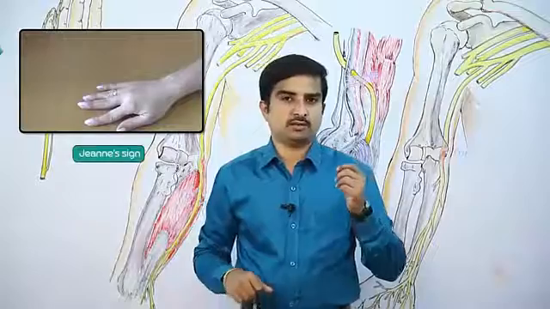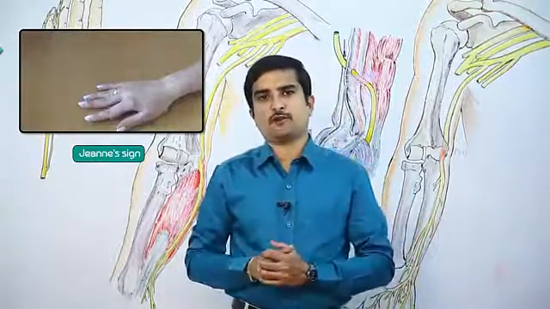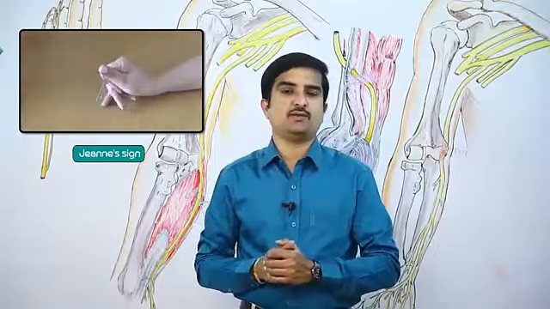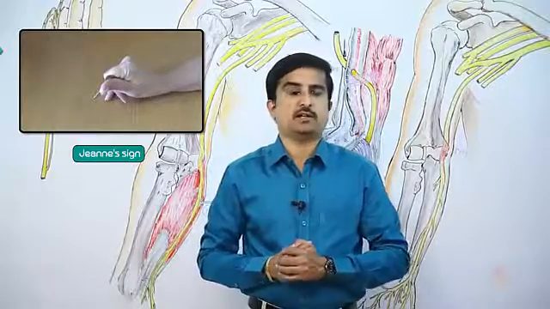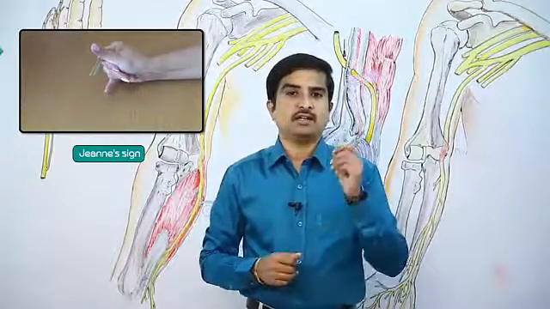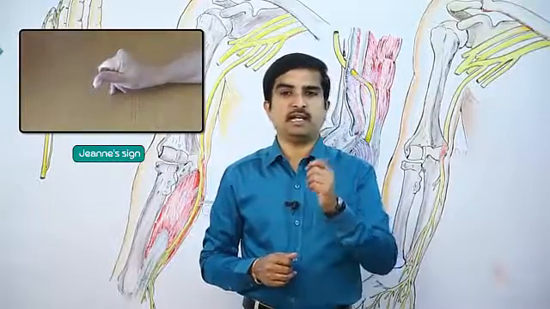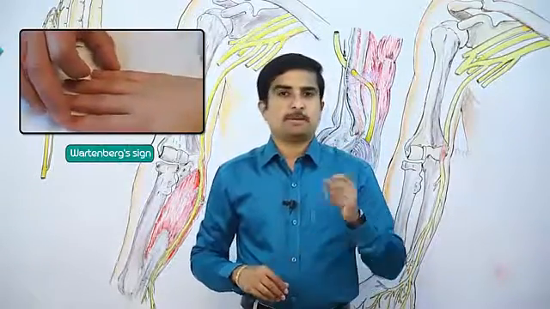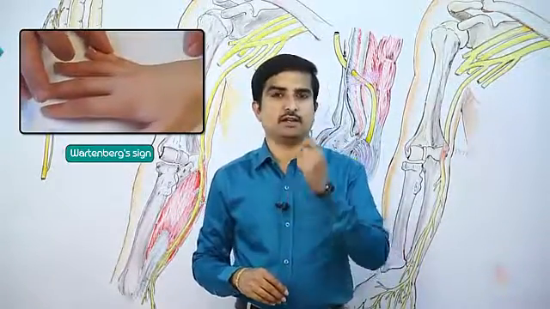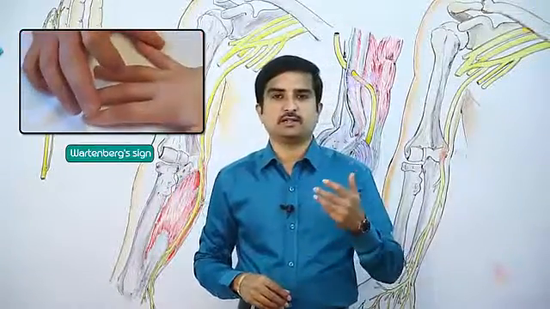Next is the Jeanne's sign. It is similar to the Froment sign, which is also seen in response to pinch forces, but instead of isolated thumb interphalangeal flexion, the interphalangeal flexion is accompanied mainly by metacarpophalangeal joint hyperextension. Okay? The next is the Wartenberg sign. Persistent small finger abduction and extension during attempted adduction, secondary to the weak third palmar interosseous and small finger lumbrical, is called the Wartenberg sign.